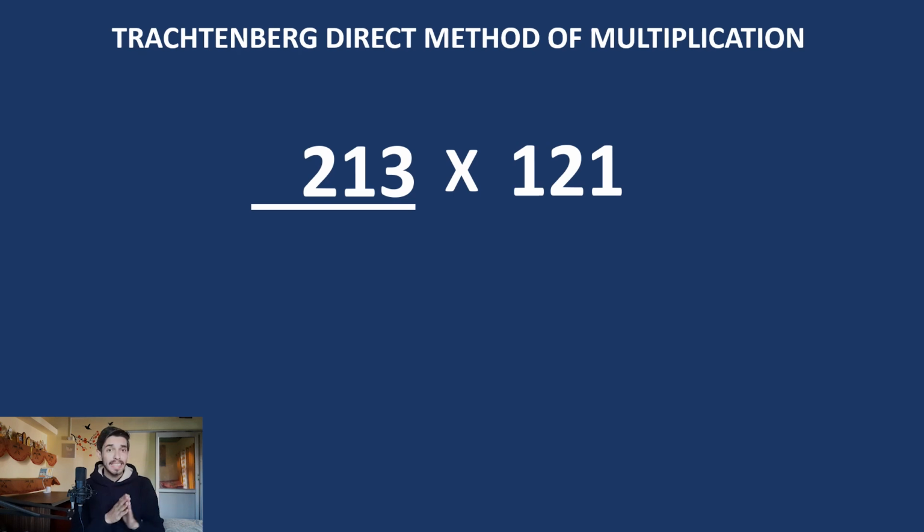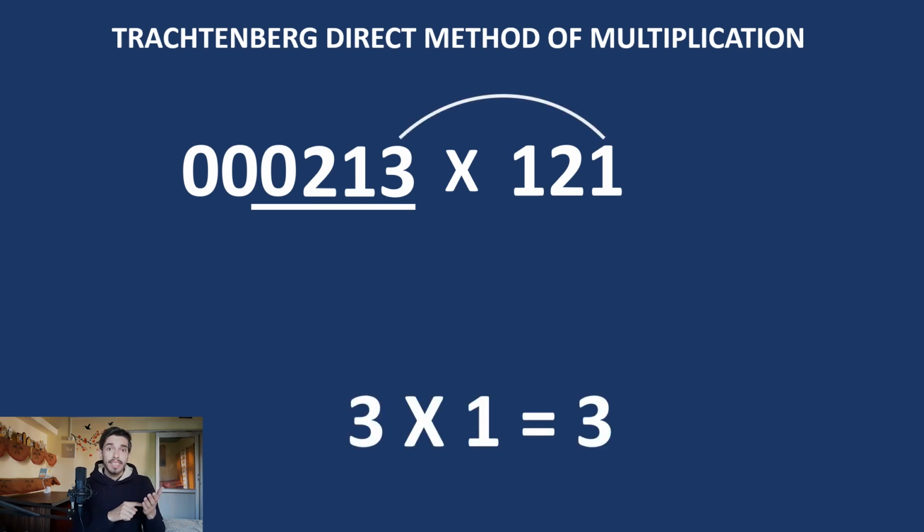213 times 121. Now you tell me how many zeros should I add in front of this 213? If your answer is 3 zeros, you are correct because there are 3 digits in 121. So we add 3 zeros in front of 213. Now we start multiplying and it is exactly the same as before. First make an arch like this, same as before. 3 times 1 is 3.